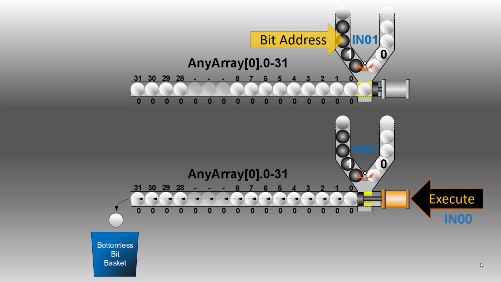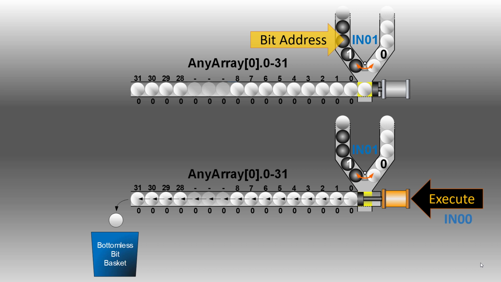And then we also have an execute. Now, the execute typically is an input to the instruction. And because you could have an unconditional rung, in other words, no conditions or permissives between the beginning of the rung and the execute input on the instruction, it is not assigned a permanent address.